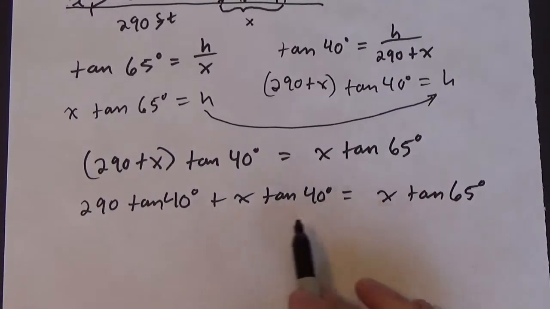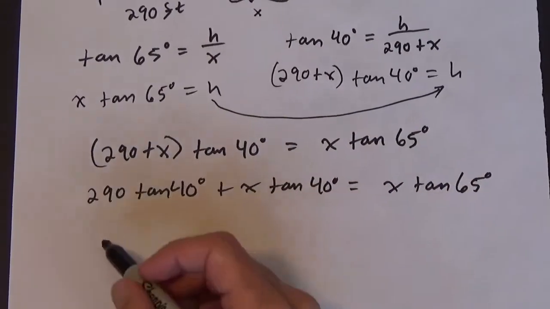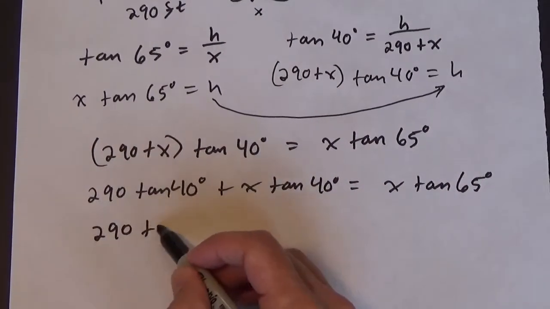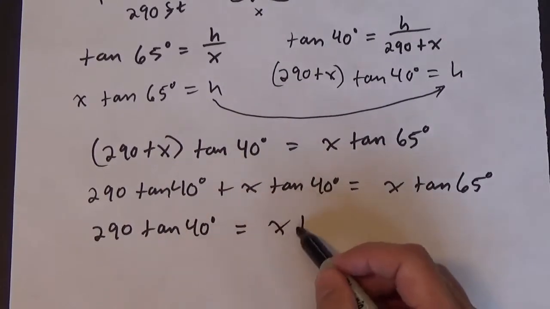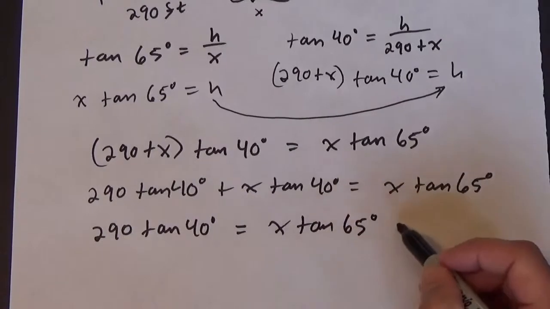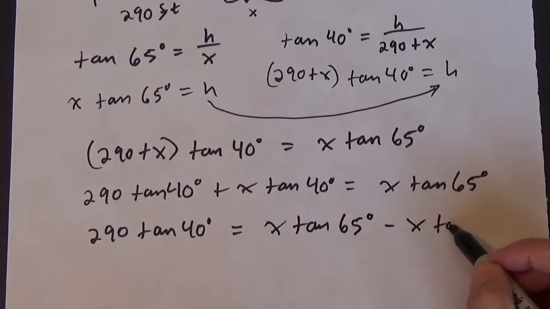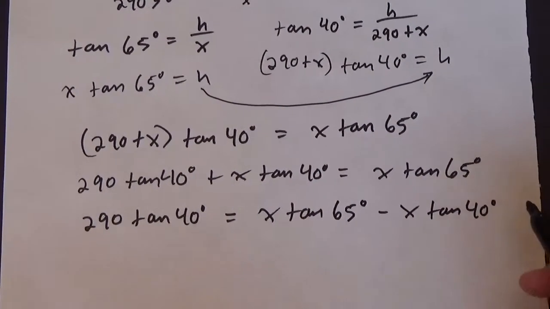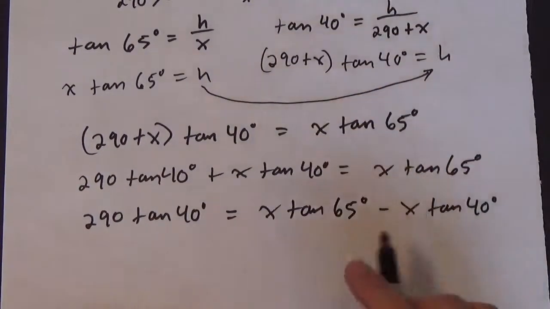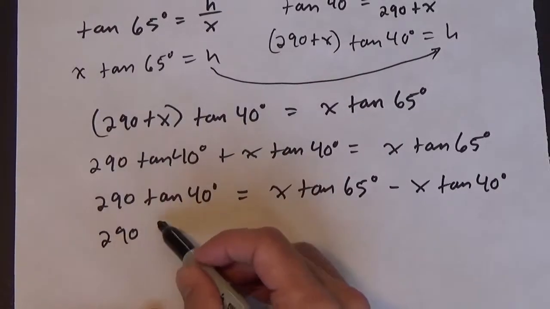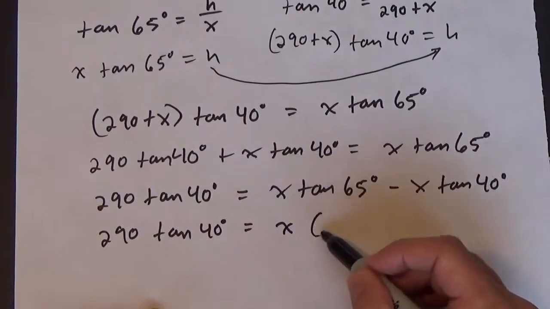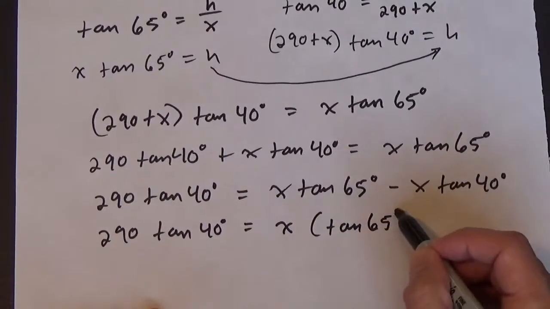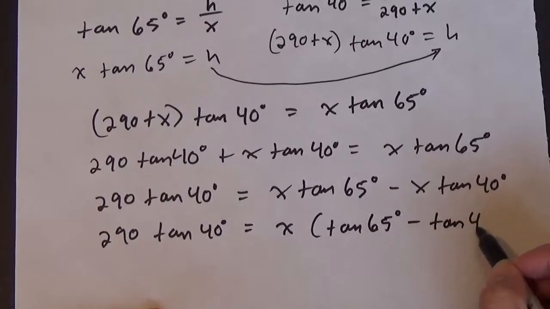Alrighty here. So I'm going to bring this x tangent of 40 to this side. So we have 290 times the tangent of 40 degrees equals x times the tangent of 65 degrees minus x times the tangent of 40 degrees. Alright, let me factor out an x. 290 times the tangent of 40 degrees equals x times the tangent of 65 degrees minus the tangent of 40 degrees.